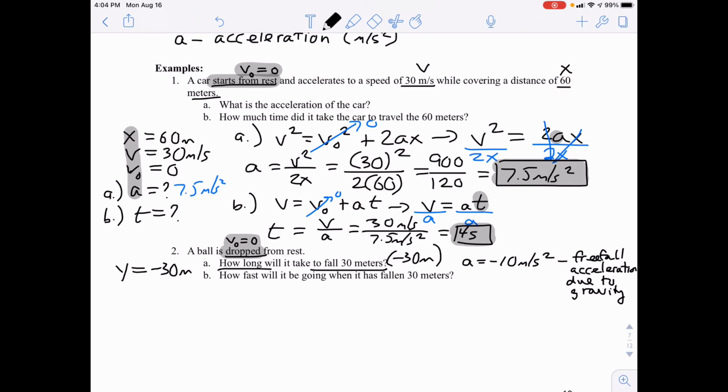How long? Well, that would be time. Now our final velocity, we don't know how fast it's going to be going, but how fast it's going to be going when it has fallen is actually part B. That's what we're going to be trying to find in part B. V naught is 0 because all dropped objects start from rest. The time we don't know, and the acceleration is this free fall acceleration due to gravity, or negative 10 meters per second squared. T is what we're looking for in part A.